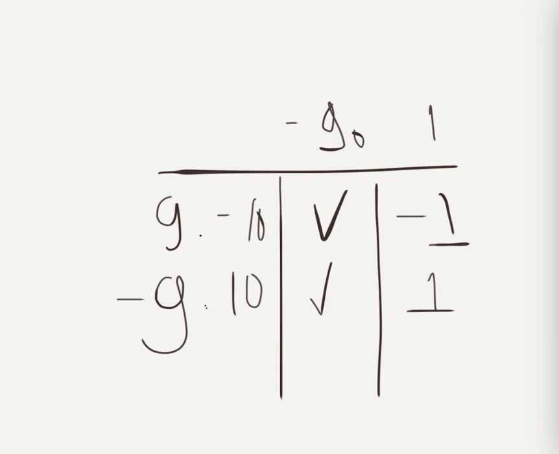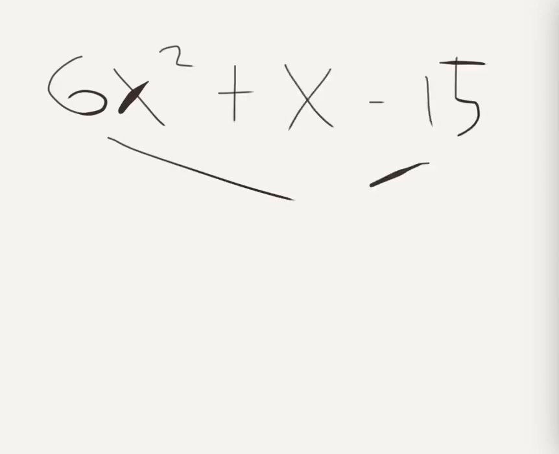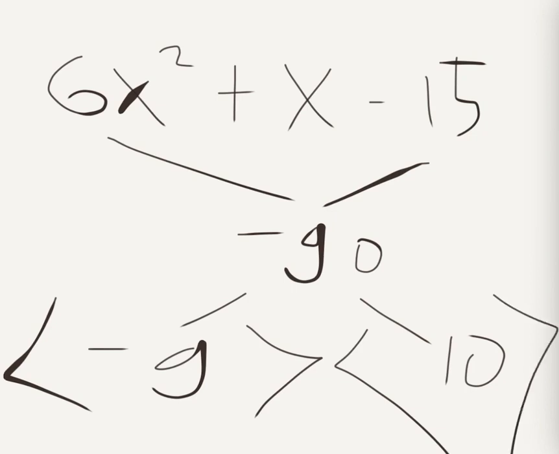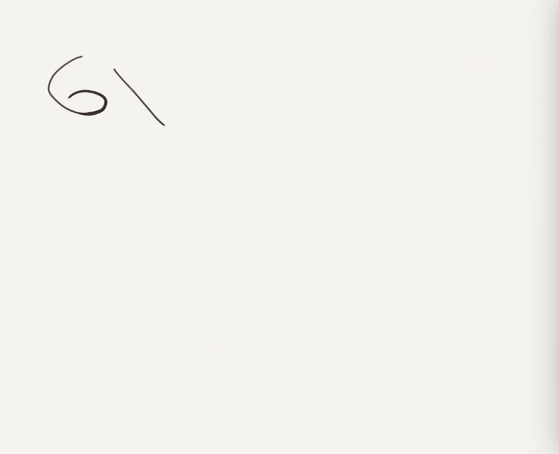So as you can see, you've got negative 9 and a positive 10 for the replacement of the x in the middle, as you can see. So 6x squared plus x minus 15 equals negative 9 times 6 and negative 15, and negative 9 and positive 10 as the smaller version of it.